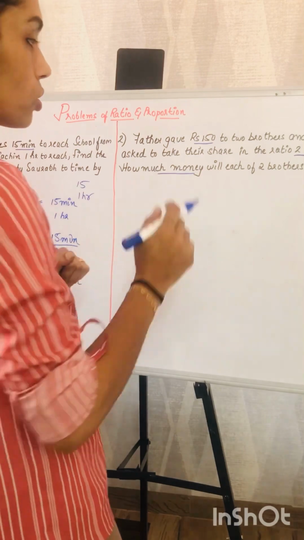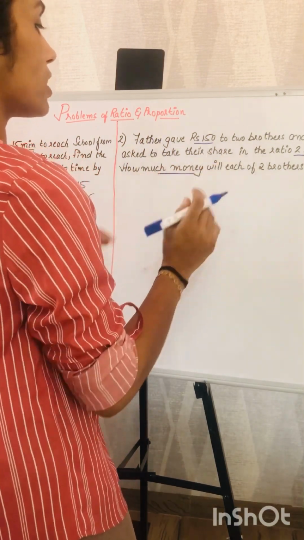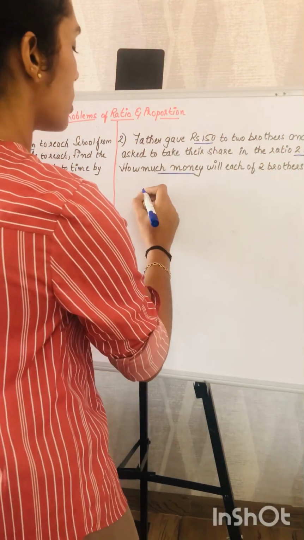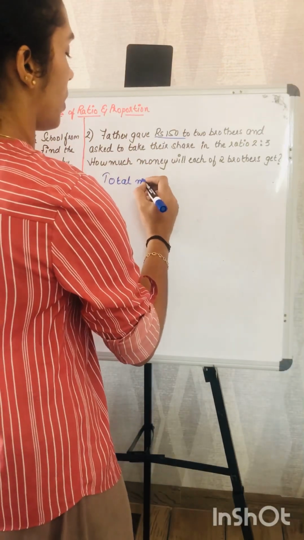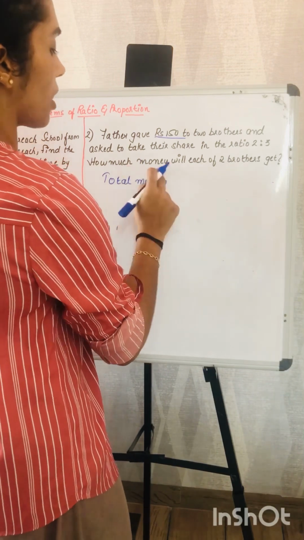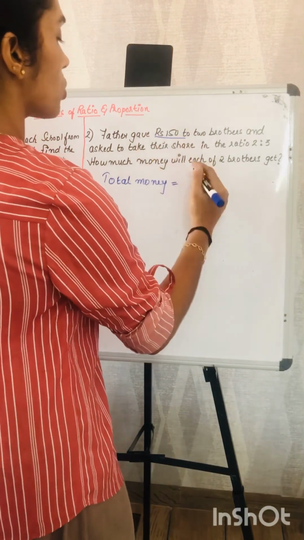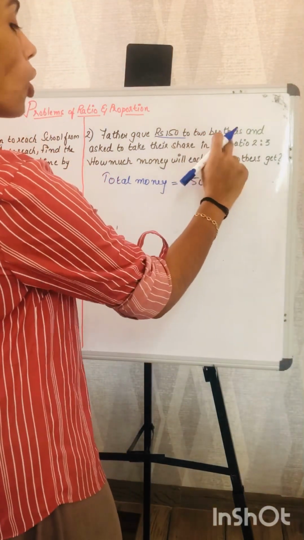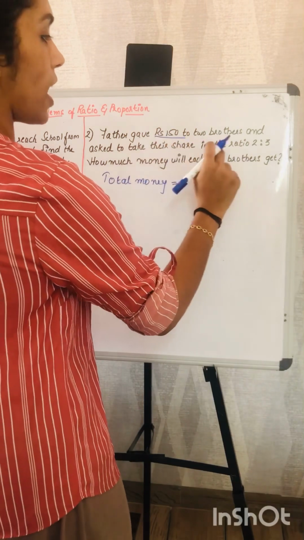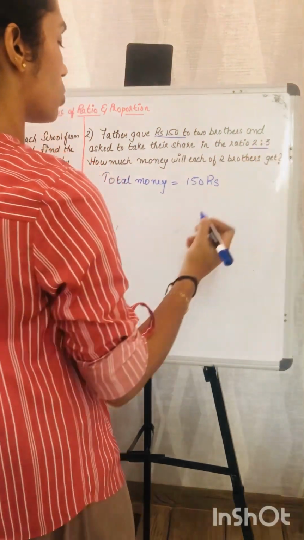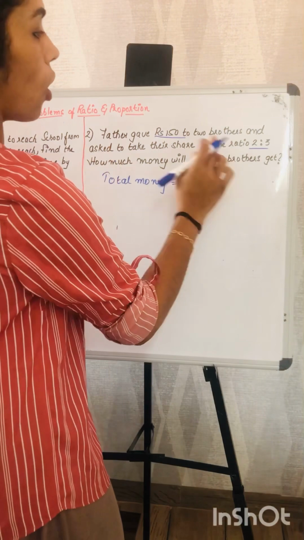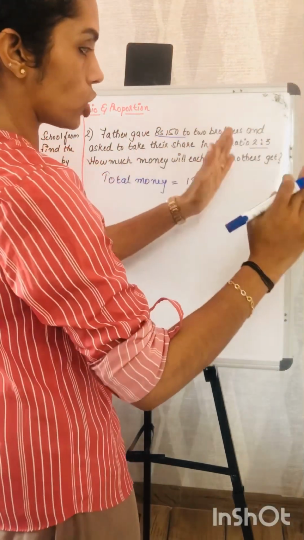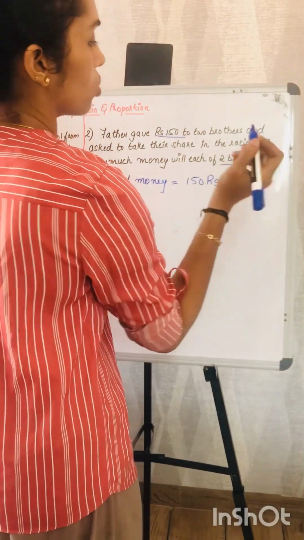So come, let's start to do this one. The first sentence we can frame: Father gave ₹150 to two brothers. That is the total money here. You are talking about money, right? So what was the total money? 150 rupees. To two brothers to take their share in the ratio 2:3, right? So you know here you have total money 150 rupees, you have got a ratio there and you know that there are two brothers.